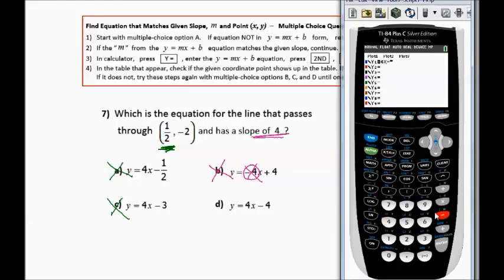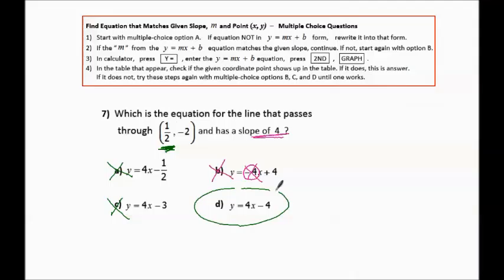4x minus 4. Go to your table. And here the 0.5 is paired up with a negative 2, which is what they're asking us for. So our answer is option D.